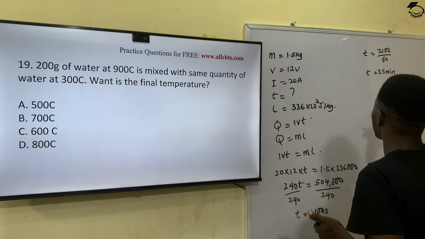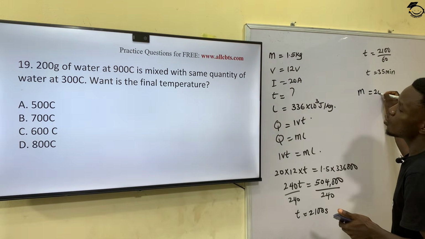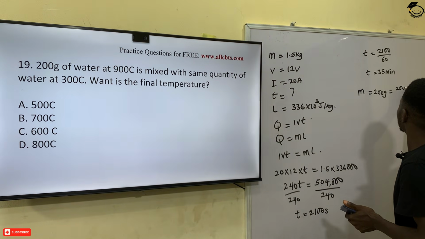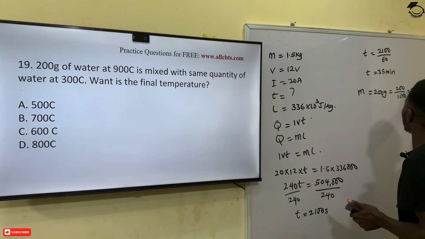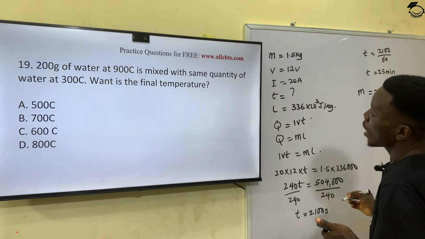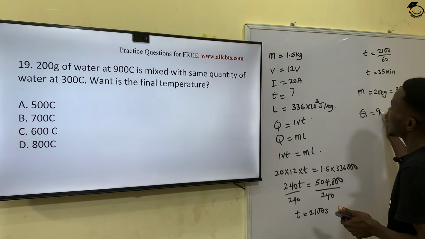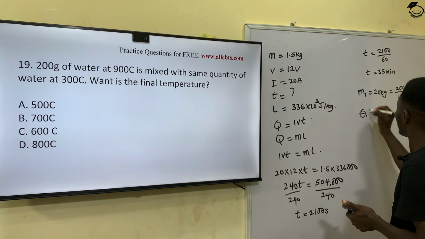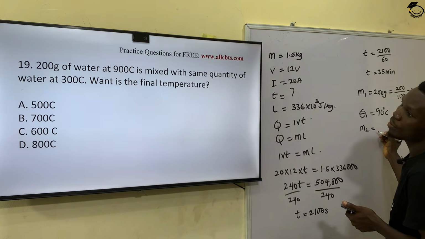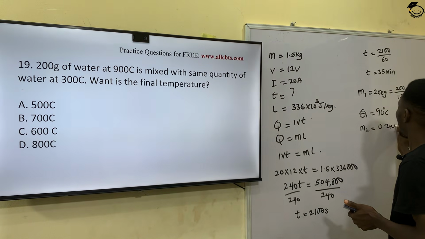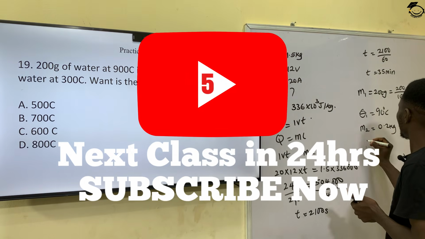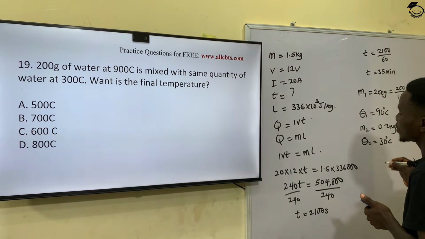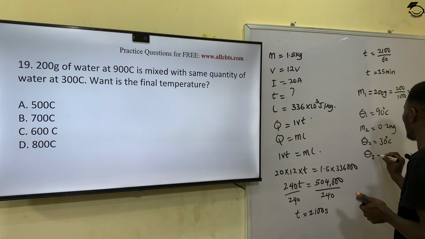So that is question number 19, which says 200 grams of water at 90 degrees Celsius is mixed. So we have a mass of 200 grams, which is equivalent to 200 over 1,000. That will give me 0.2 kilograms, at a temperature θ1 of 90 degrees Celsius, mixed with the same quantity of water. So I have my new water, the same quantity, which is also 0.2 kilograms, at 30 degrees Celsius. What is the final temperature? So we are looking for θ final, we do not know.